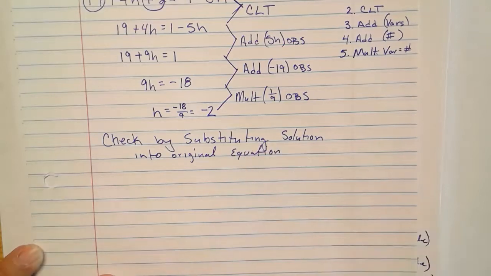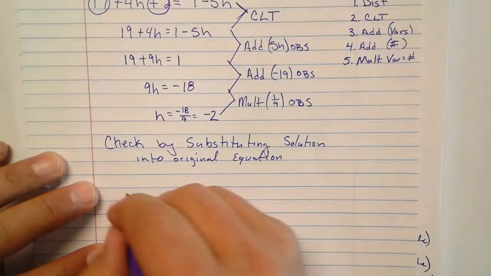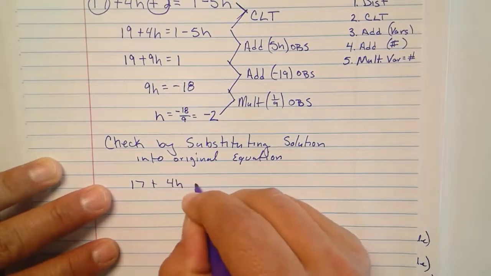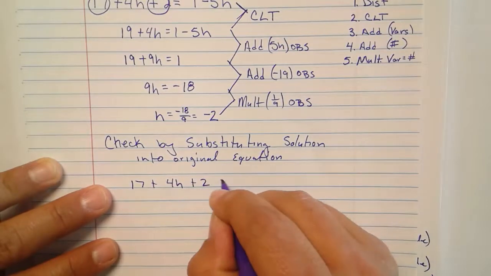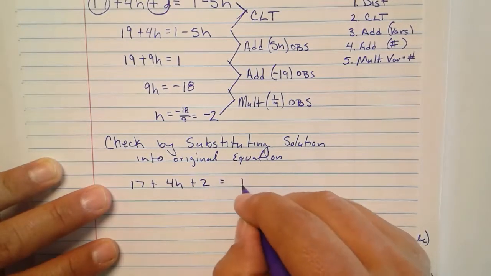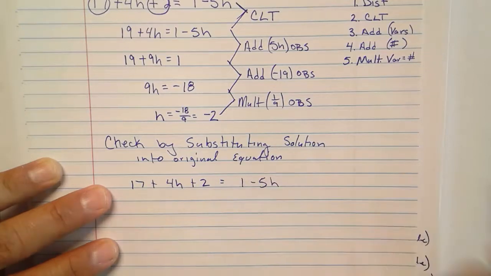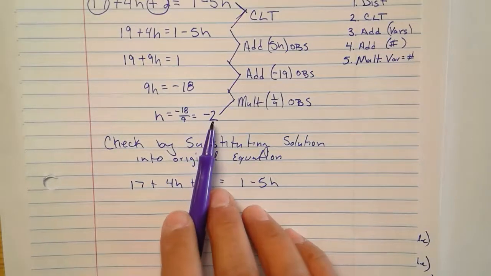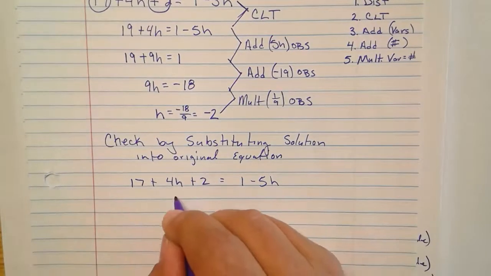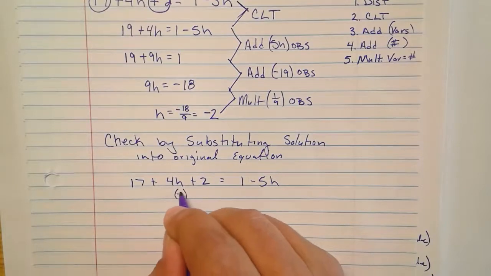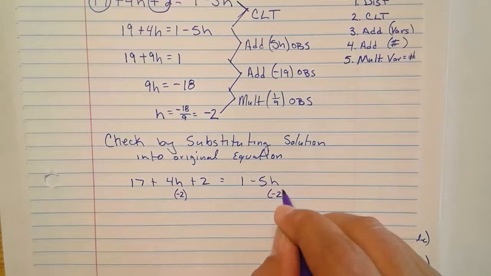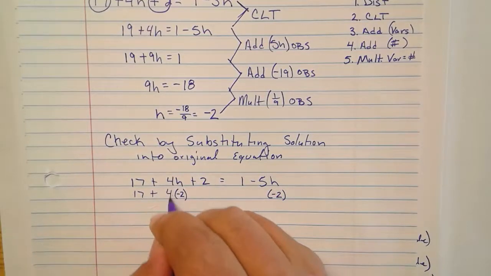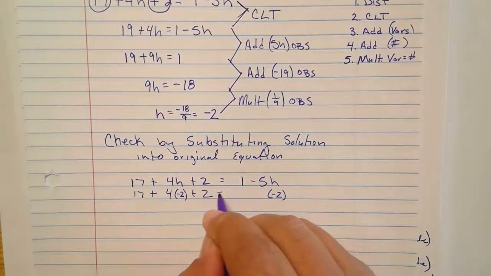So the original equation was 17 plus 4h plus 2. That was equal to 1 minus 5h. Remember, my solution was negative 2. So I will substitute. Anywhere I see that h, I will put a negative 2. And then I bring the rest of the problem down. 17 plus 4 times negative 2 plus 2 is equal to 1 minus 5 times negative 2.